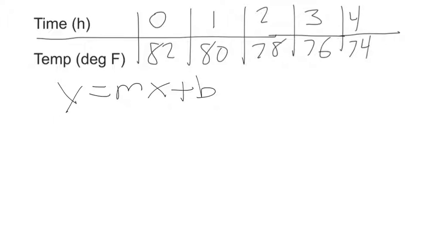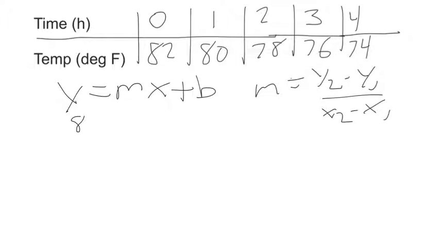To do that, we need to find the slope, which, remember, is y2 minus y1 over x2 minus x1. So for this one, I would be doing this y2 minus this y1 over this x2 minus this x1. So that becomes 80 minus 82. Sorry, I just did that backwards. It should be 80 minus 82 over 1 minus 0.